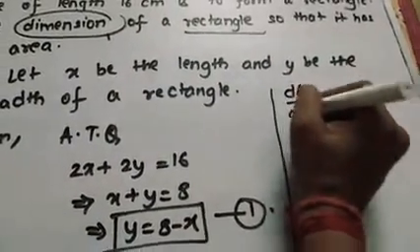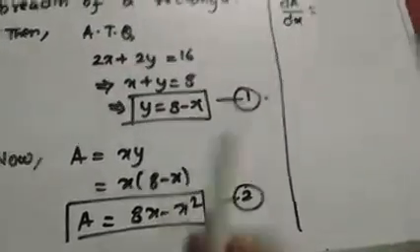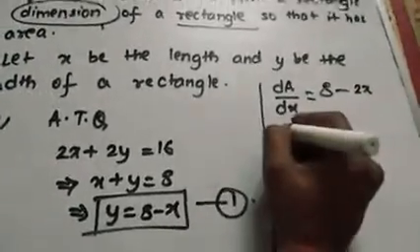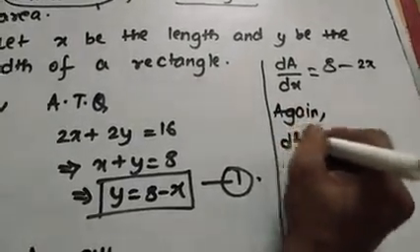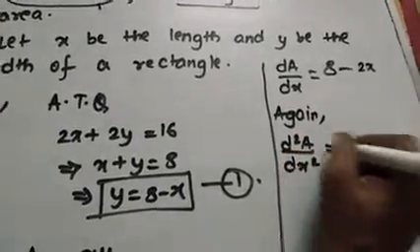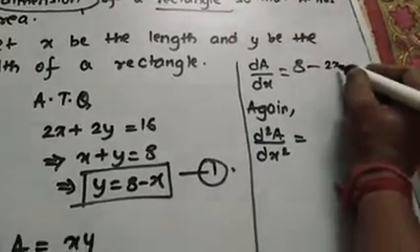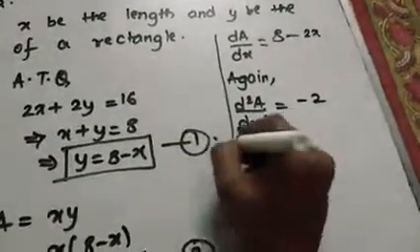derivative dA by dx. Differentiate this. Now 8x, x derivative is 1, so it will be 8. X square derivative is 2x. So again d2A by dx2, that is this derivative: 8 derivative is constant 0, and x derivative is 1, so 1 into 2, minus 2.